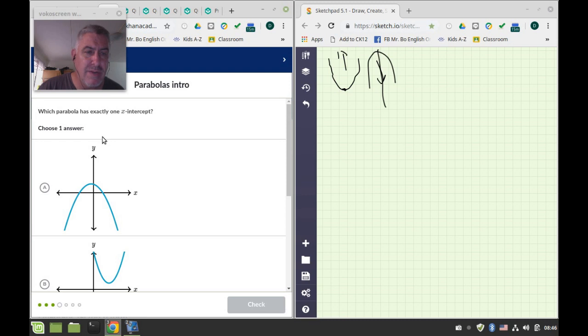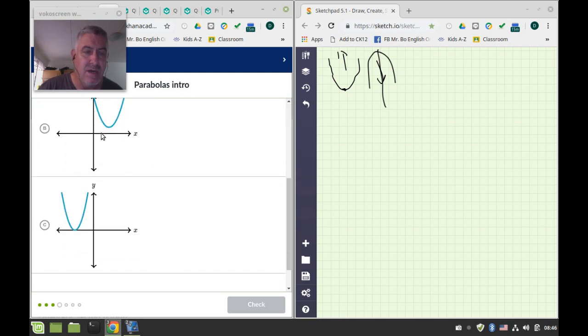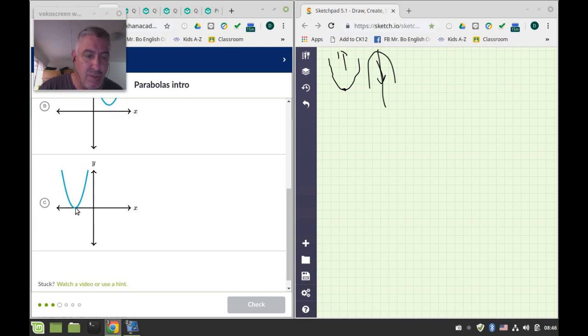And which parabola has exactly one x-intercept? We'll look at how many times it crosses the x-axis. 1, 2. That's 2 x-intercepts. I don't see any here. That's 0. And then this one is 1 time, just 1 time right there.